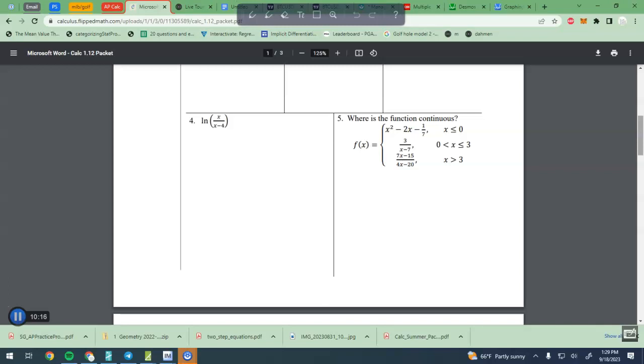To get started, remember we worked with like a number line, like 0, 3. So this is x squared minus 2x minus 1/7. This is 3 over x minus 7. And this is whatever the last one is. That just kind of helps you break it up and see where you're supposed to plug things in. You don't have to make the number line. I just think it's helpful, especially if you get stuck.